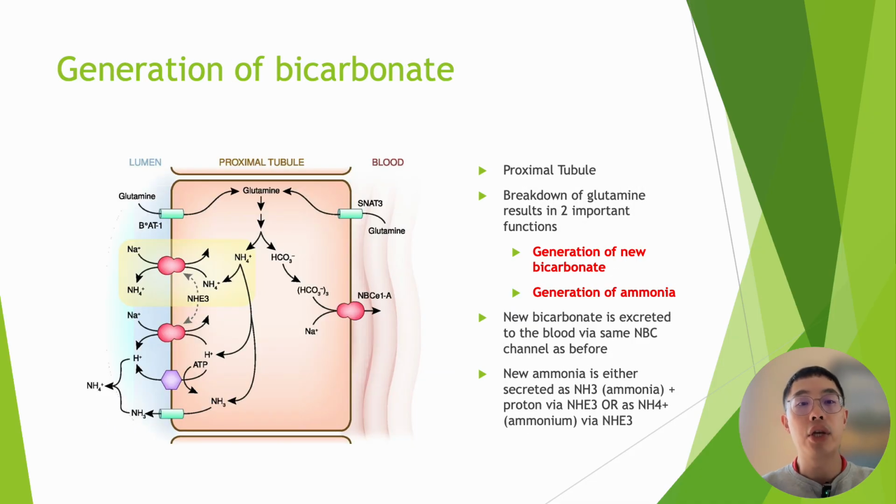Next, let's talk about how we generate new bicarbonate that is used to replenish supplies that are lost. New bicarbonate is generated through the metabolism of glutamine, the most abundant amino acid in the body. Glutamine metabolism actually results in two very important things. The first, of course, is bicarbonate, and the other is ammonia, which is just as important, as we will see in the coming slides. For each glutamine molecule that is broken down, 3 bicarbonate ions are created and are transferred into the blood by our good friend, the sodium bicarbonate transporter NBCE1.